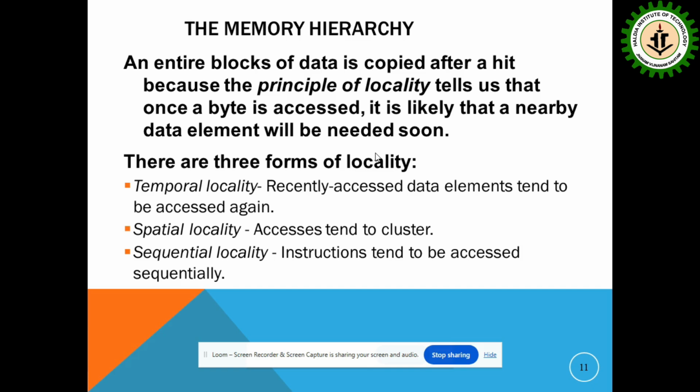There are three forms of locality. Let us revise. The first one is temporal locality, where recently accessed data elements tend to be accessed again and again. The next one is spatial locality, that is, accesses tend to cluster in a specific region. And the last one is sequential locality, where instructions tend to be accessed sequentially.